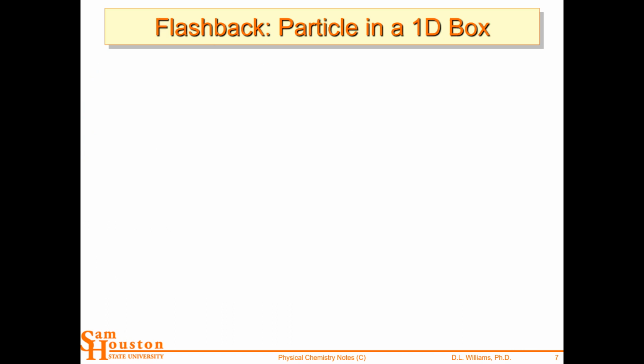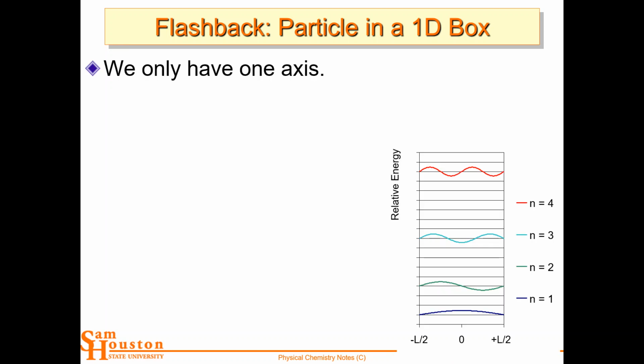So let's do some examples. Let's flash back to the particle in a box before we get to molecules. Okay. So we only have one axis, that's the x-axis, so our light has to be polarized on the x-axis.